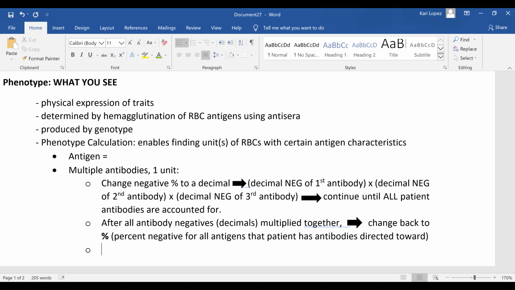And then you take that number, and then you multiply.